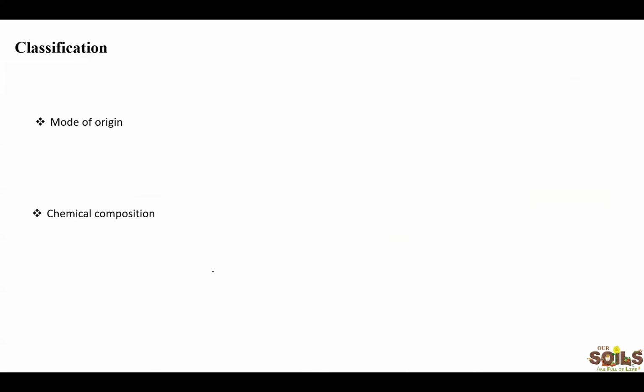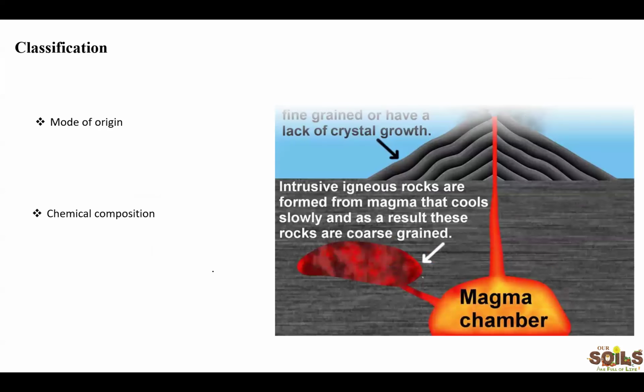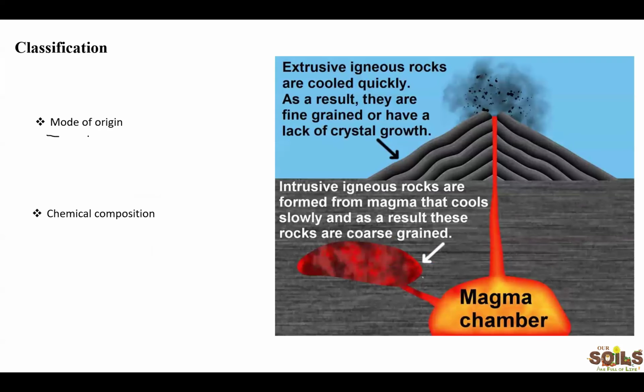Based on mode of origin and chemical composition, first we will discuss the mode of origin. As I told you, there are two types of igneous rocks. One is extrusive rock. Extrusive rock means that when the molten magma was exploded or ejected, some rocks are found above the surface of the earth's crust. Those are called extrusive. Extrusive means outside. Extrusive igneous rocks are cooled quickly, and as a result they have fine grains.